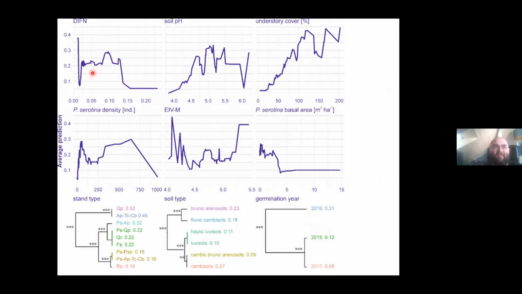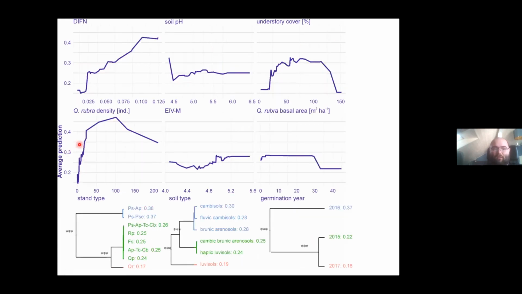We found that seedling survival of Prunus serotina decreases with light availability, decreases with intraspecific competition expressed by the density of black cherry in the regeneration layer, and with the basal area of parental trees. We also found low survival in the stands with Prunus serotina.